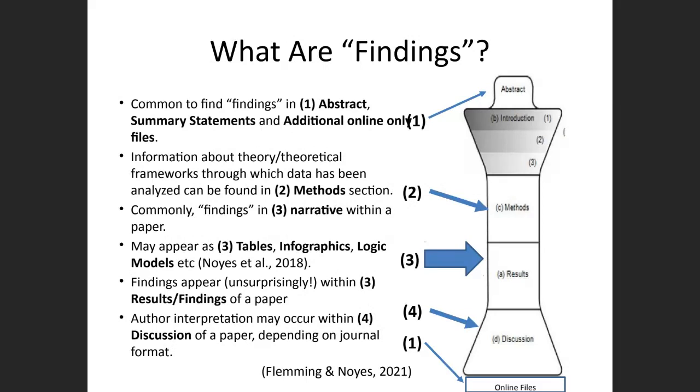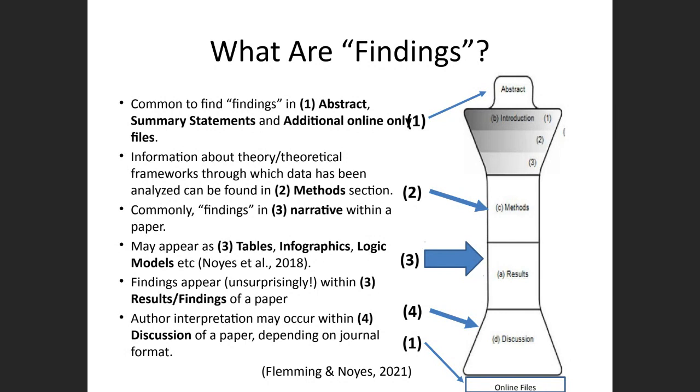It's helpful to think of the different parts of an article where findings may be identified. Commonly, they can be identified throughout the paper. For example, first of all, in the abstract, there may well be summary statements or key messages, and there may be an additional online file. But as well as the center of the article, indicated here by the thickest blue arrow, where we have the more traditional narrative, perhaps tables, infographics, logic models, we're not surprised to see findings contained in the results or findings section.